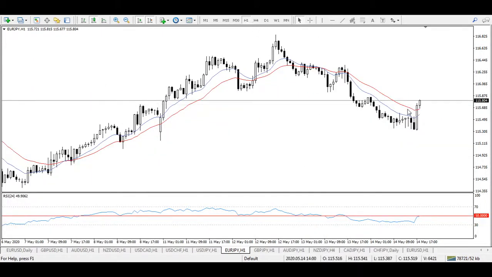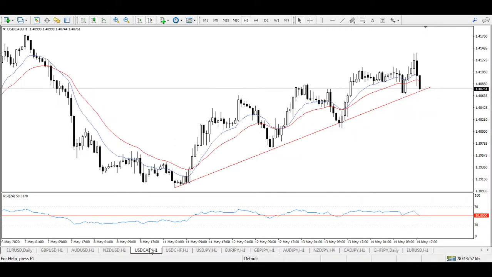I have already entered my buy position in Euro JPY, and that position was opened at the price level 115.755. So now price is 115.80. So I am in about 5, or you can say 50 points, of floating profit. So this is the Euro JPY.